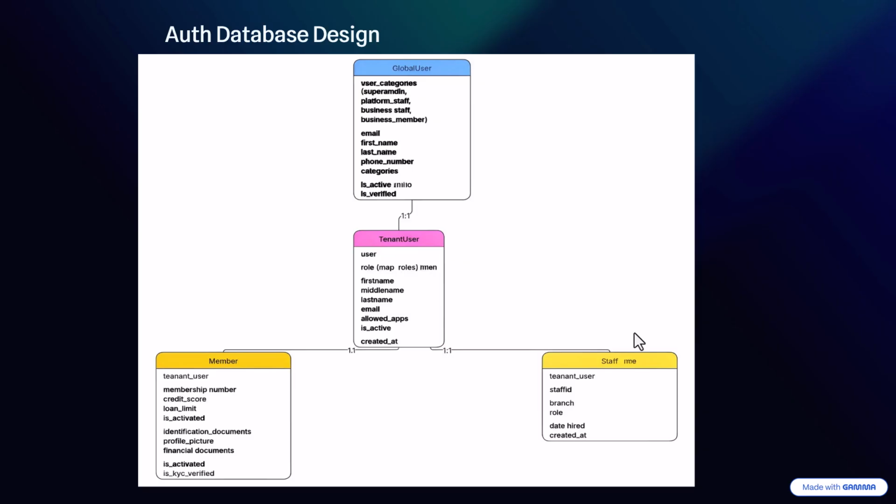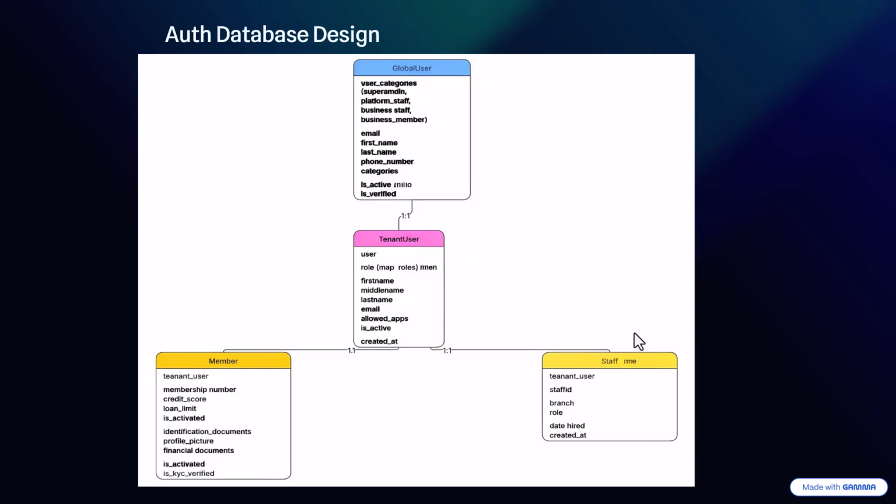For example, the email, the first name, the last name, only the fields that are going to be used for identity. And ideally, you don't even need the first name and the last name, but I just included them for identity, maybe sending some welcoming emails after login. That is why I kept them here. But the global user should be very minimal, only the identity fields such as email and phone number. So that is what we have in the global user. We also have some categories such as super users, platform staff, business staff, and also business member.